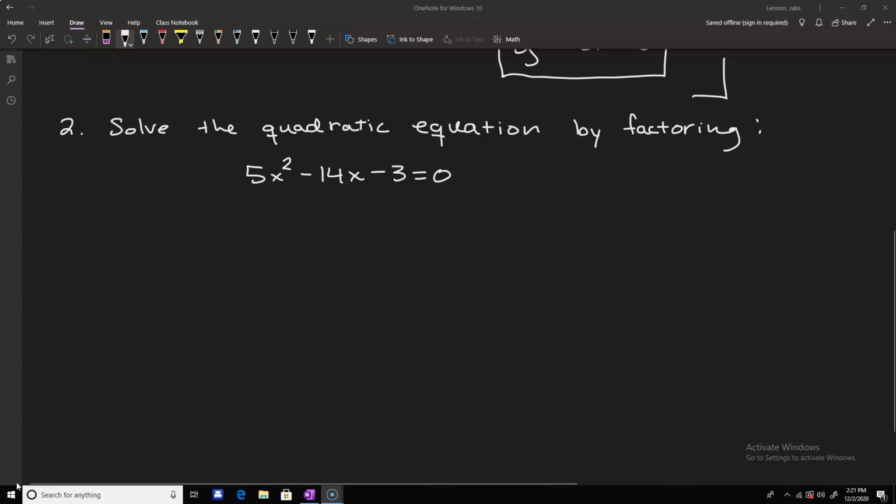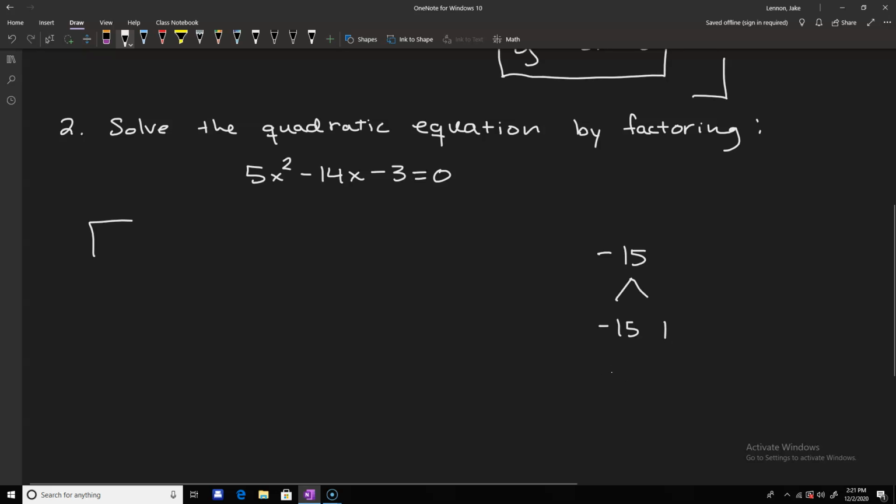Okay, so for number 2 here, we want to solve the quadratic equation by factoring. We're going to use the grouping method. If you recall, the way we start that is we multiply the first coefficient 5 by the last coefficient -3, and we end up with -15. Then we want two numbers that multiply to -15, but when you add them, you get the middle x coefficient, -14. So the numbers that do the job are -15 and +1.